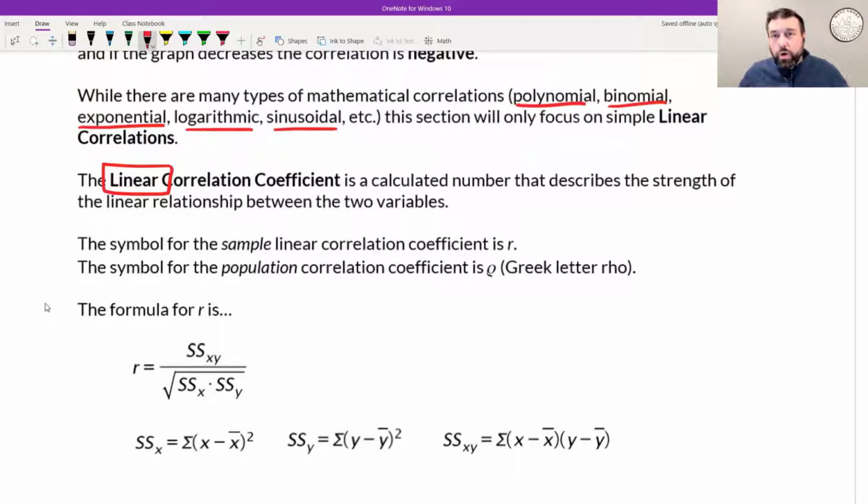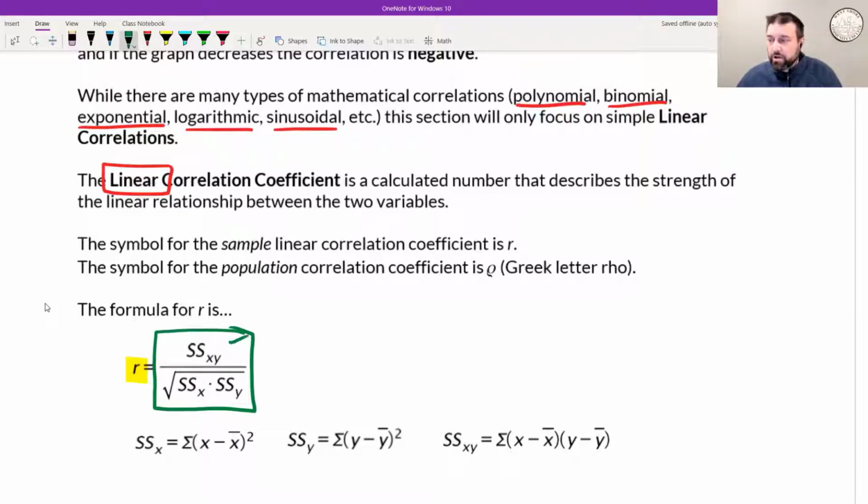And so how well does the line fit the data? We have a variable for this. It is called R. And remember back in the table where we had SSX, SSY, and SSXY, they show up here again. And here they are for our calculation of R.